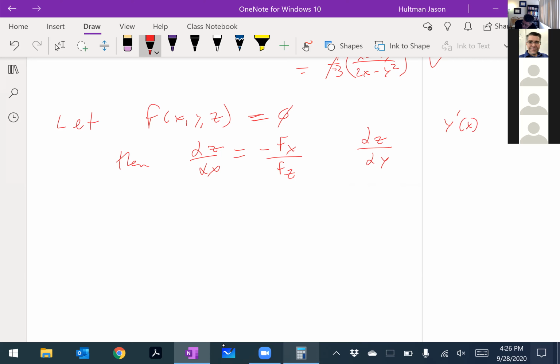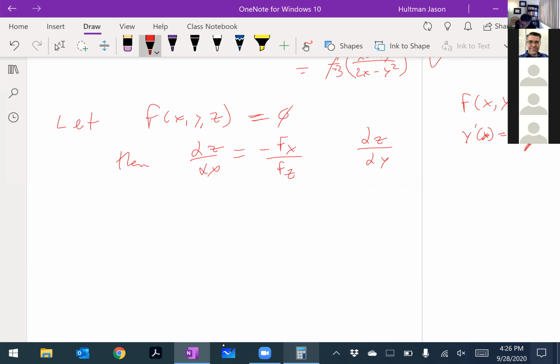If you think of this in 3 dimensions, we're moving up to the 4th dimension here. 3 dimensions is this thing, which is z, and we're saying let z equal 0. And we're saying what is y prime of x? Well, what was that equal to? That was equal to negative f sub x over f sub y.